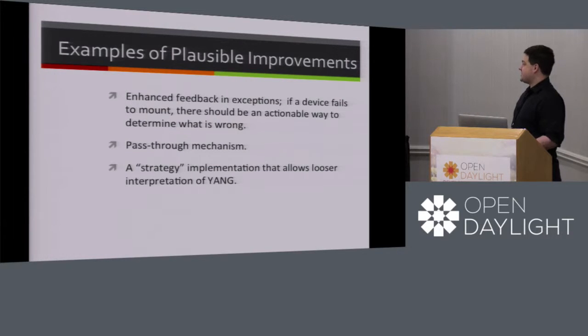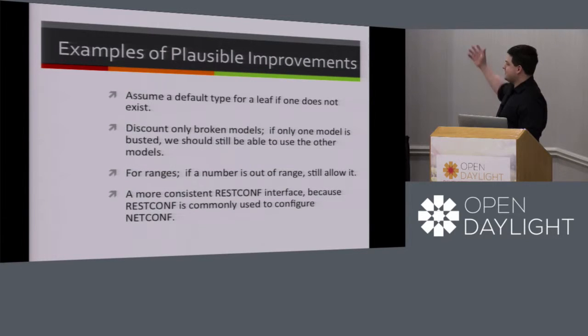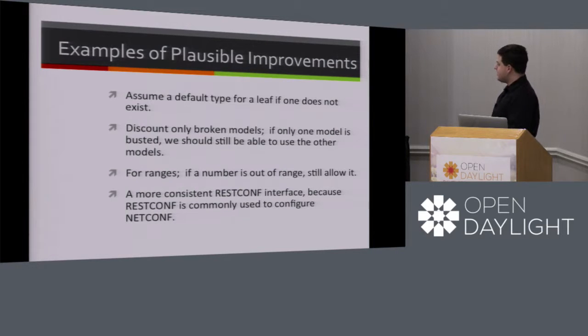Maybe a strategy implementation that allows looser interpretation of Yang, and that one I'll go into a little bit deeper here. Maybe assume a default type for a leaf if it does not exist. You might be saying you could just add it in the schema cache directory, which is true right now, but it's just a plausible improvement we could make. If a model does break when you mount a device, if one model is just a bad model, we shouldn't discount all other models. There might be still some useful information that you can get.